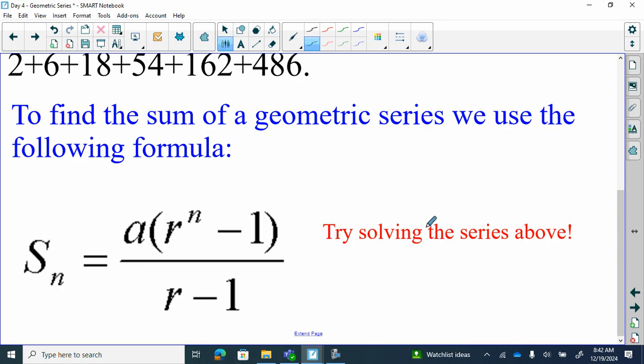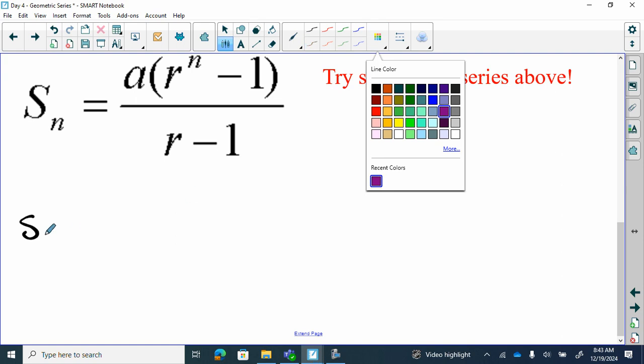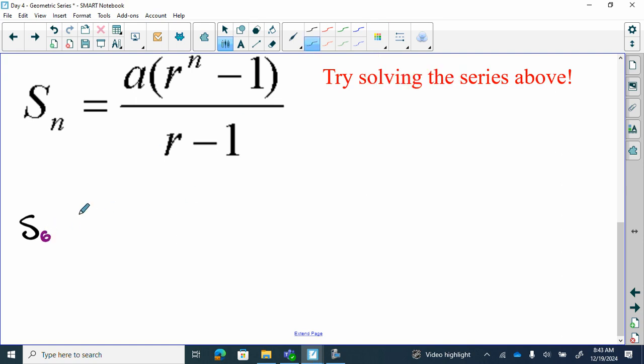It says try solving the series above. Okay? First of all, we can count how many terms are in this series. 1... Anyone? 6. So I would be finding S6. Agreed? The sum of the first 6 terms.